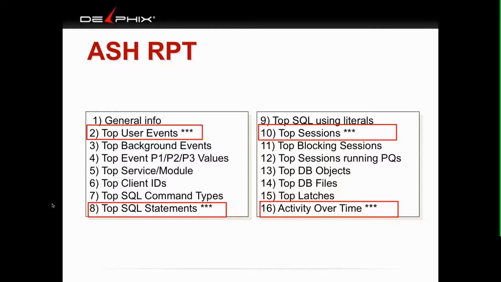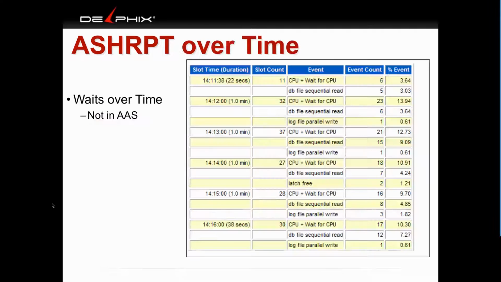Load chart in Enterprise Manager is activity over time. I don't find it very friendly, but it's definitely nice to have if I don't have access to anything else. This is activity over time, the last part of the ASH report. So for each bucket, it tells me what activity was going on in the database.